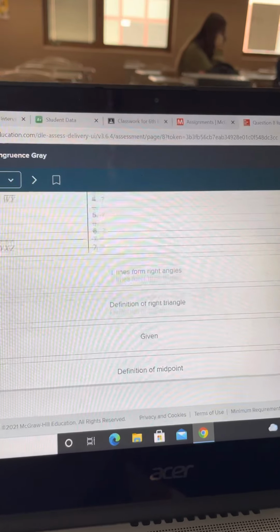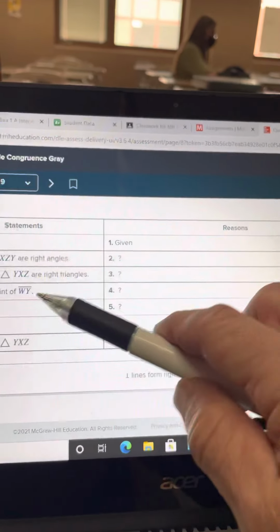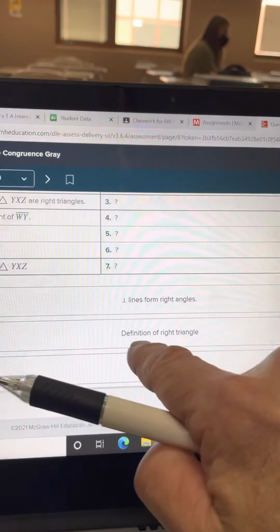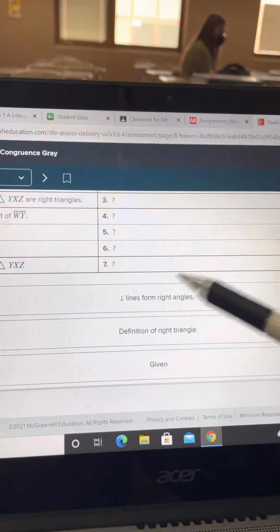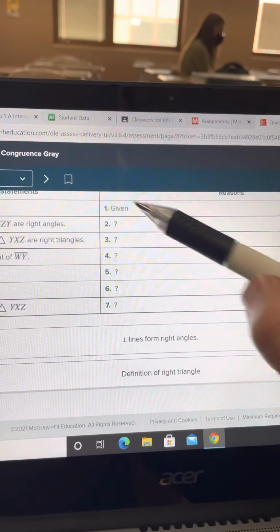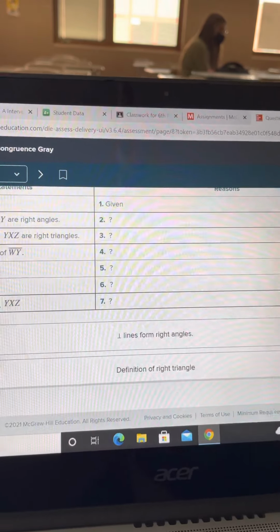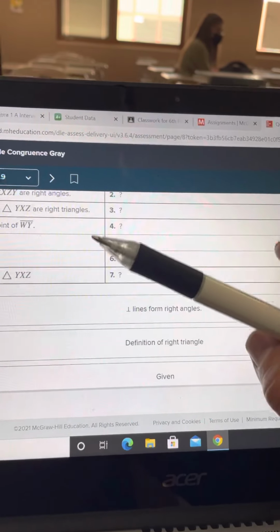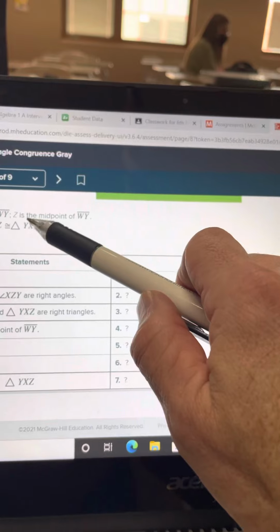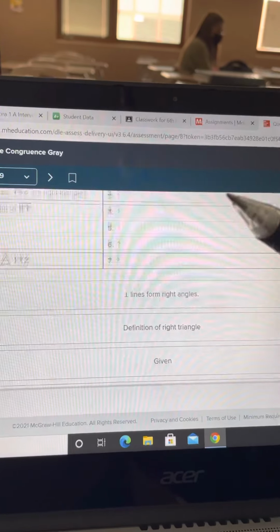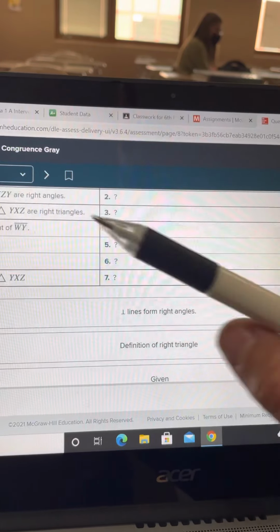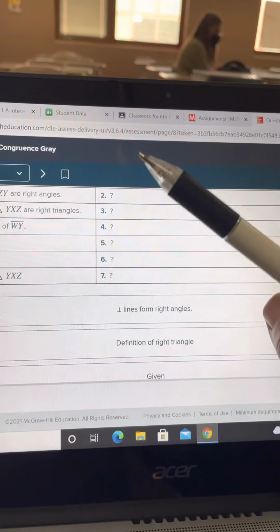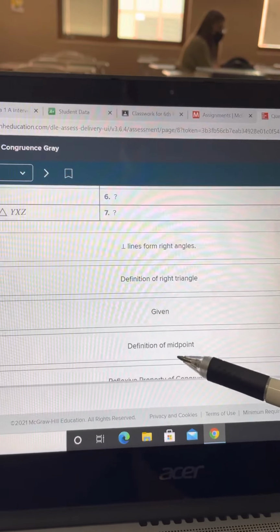Okay. Then these triangles are right triangles, and that is the definition of a right triangle with those perpendicular lines from our answer that was in box number 2. Z is the midpoint that was given to us up here. It was given to us. Then knowing that that's the midpoint, then this part and this part are going to be equal because that is the definition of a midpoint.